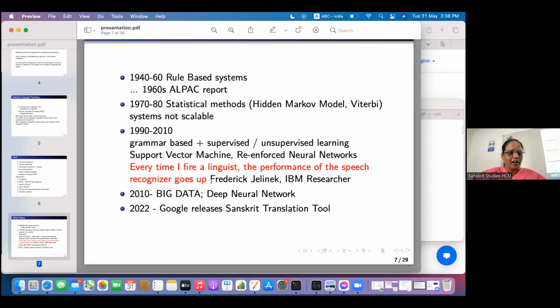And then a few days ago, you might have heard, or you might have read in the newspaper that Google has released a Sanskrit translation tool. You give any Sanskrit sentence and the machine translates it.